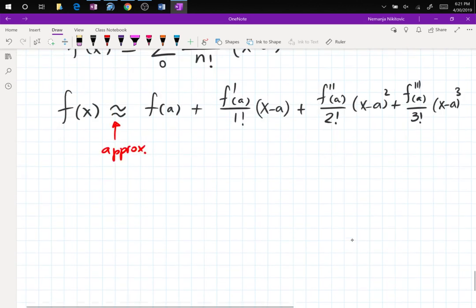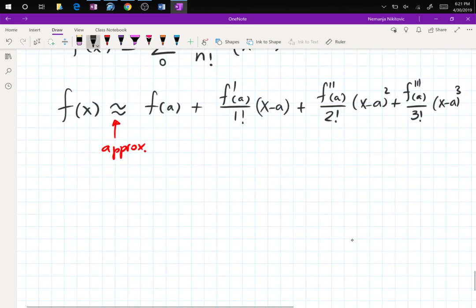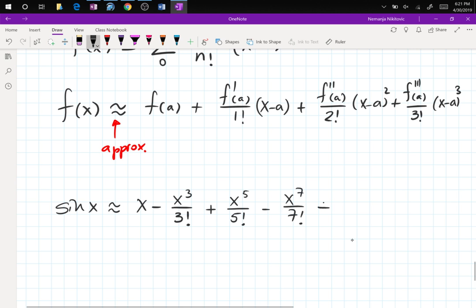So now going back to our Taylor series, what is a Taylor series for sine? So sine x was approximated by x minus x cubed over 3 factorial plus x to the 5 over 5 factorial minus x to the 7 over 7 factorial plus ... Well, if I put ... then I have to put equal.